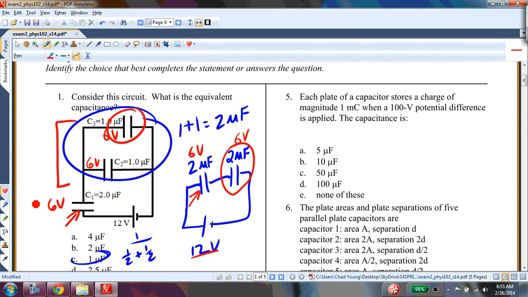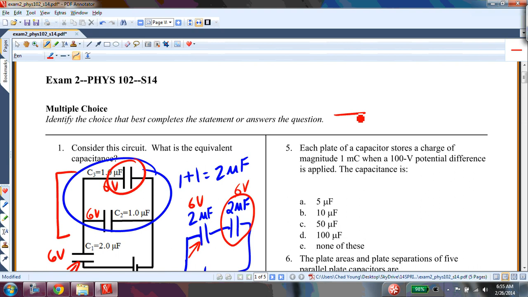Each plate of a capacitor stores a charge of magnitude 1 millicoulomb. When a 100-volt potential difference is applied, the capacitance is what? So first of all, just recognize that when I have a capacitor, I have plus 1 millicoulomb and then negative 1 millicoulomb. But when we talk about the charge on a capacitor, we just say it's 1 millicoulomb. So that's what it means by each plate.